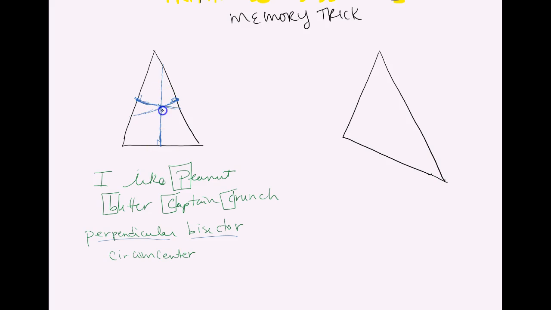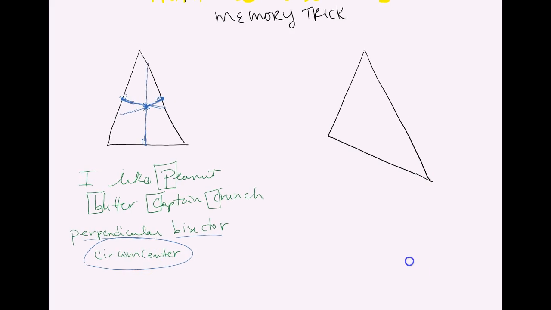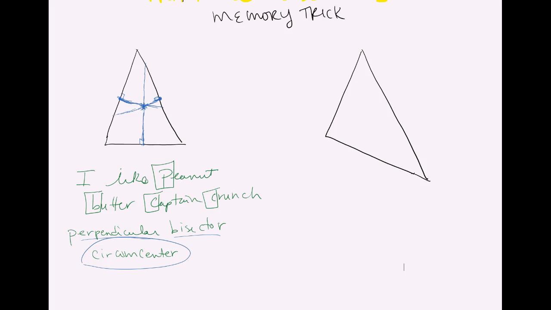But the middle of these, where they all cross, that is called the circumcenter. Okay, so with that memory trick, I like peanut butter Captain Crunch: if you sketch perpendicular bisectors, then you will hit the circumcenter, or the middle of them. So let's do the next foodie sentence that's going to help you remember how to do this.